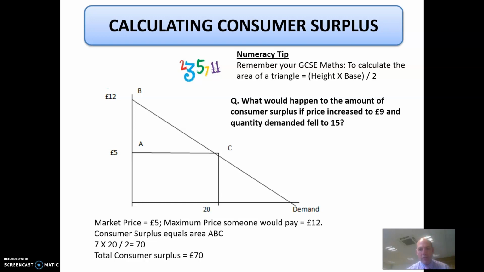Quick question for yourselves. In the same scenario, using the same diagram, what would now happen to the amount of consumer surplus if price increased to £9 and quantity demanded fell to 15? Show your workings out on the bottom of page 46. I'll press pause and then go to you for some answers. Again, it shouldn't take you more than 90 seconds.